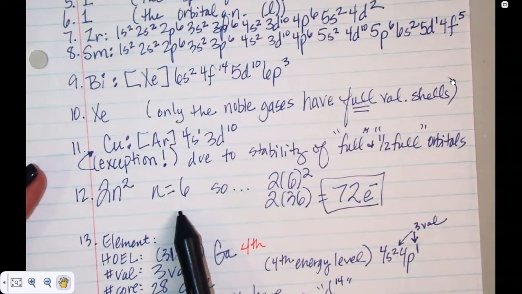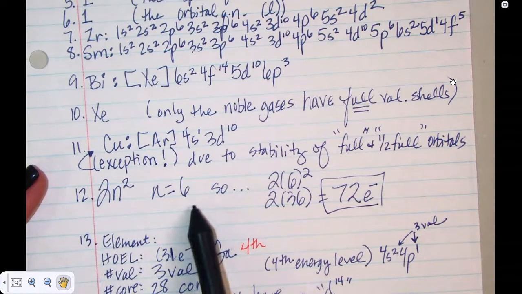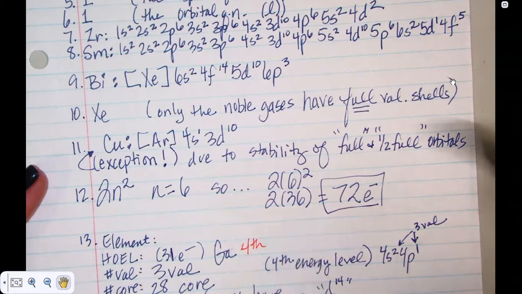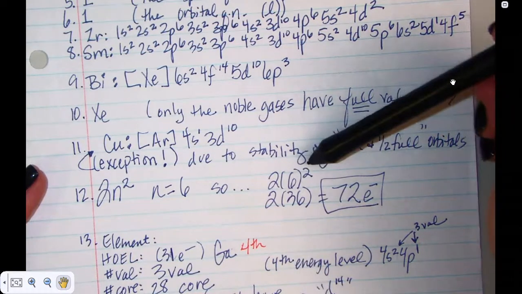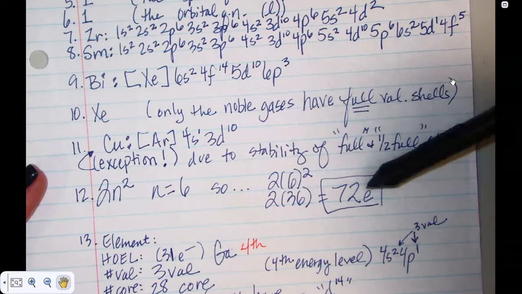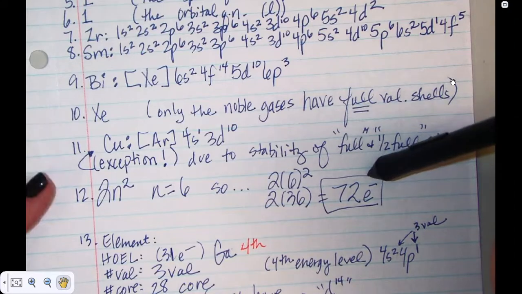Number 12 wanted you to determine the maximum number of electrons that can fit in the 6th energy level. So we're going to use the 2n squared rule here. We know the energy level is 6. So if you plug in 6 for n and use order of operations, you're going to square the 6, which is 36, and then multiply by 2, and that gives you 72 total electrons that could completely fill the sixth energy level.